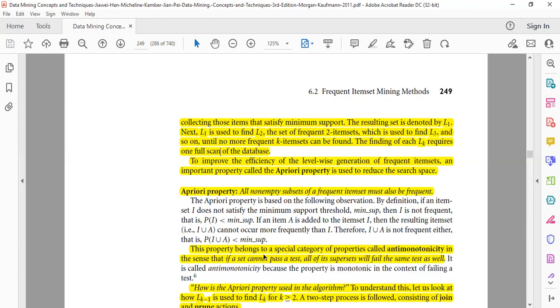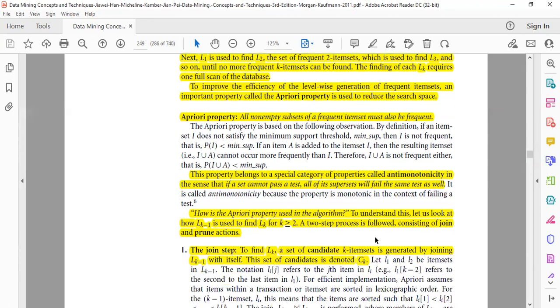This property belongs to a special category of properties called the anti-monotonicity property. In this sense, it says that if a set fails a test, all its supersets will fail the same test as well. So a superset will work only if its subsets work. Let us see how this algorithm works.